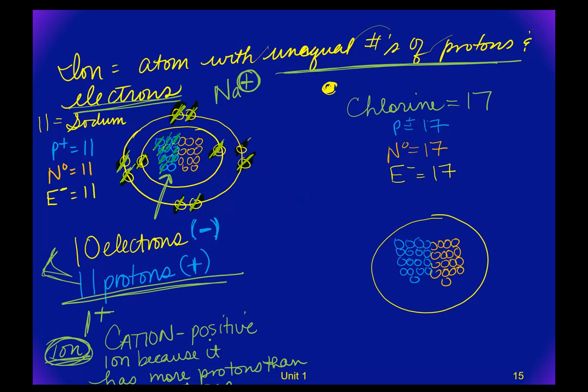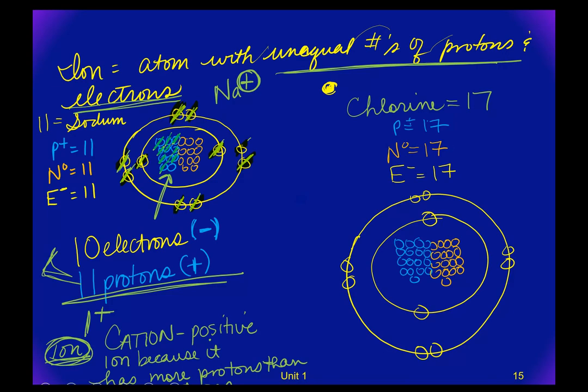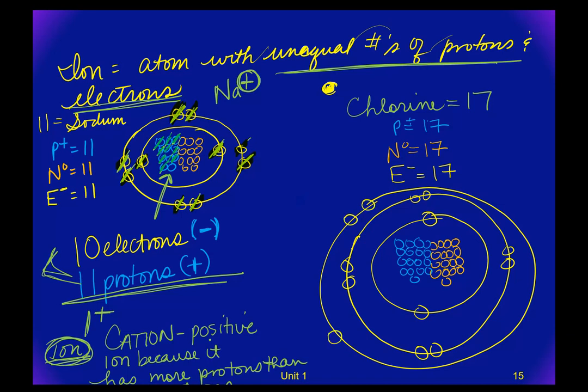First shell, 1, 2. Second shell, 3, 4, 5, 6, 7, 8, 9, 10. Again, don't know why it's doing that. Third shell. We've got 10 so far. Do we have 17? No. So there would be 11, 12, 13, 14, 15, 16, 17.